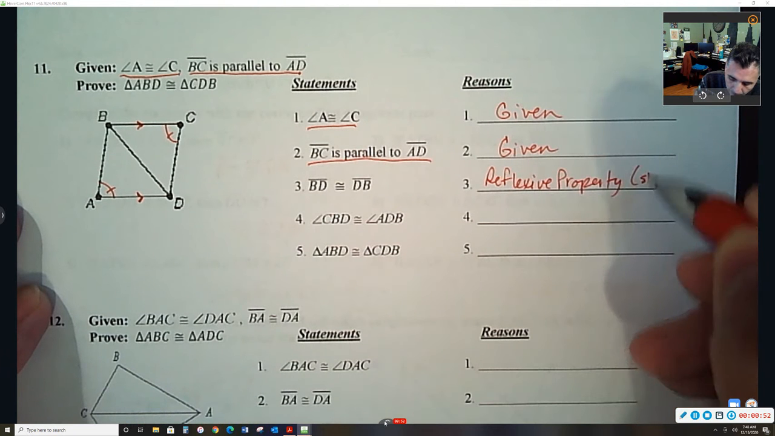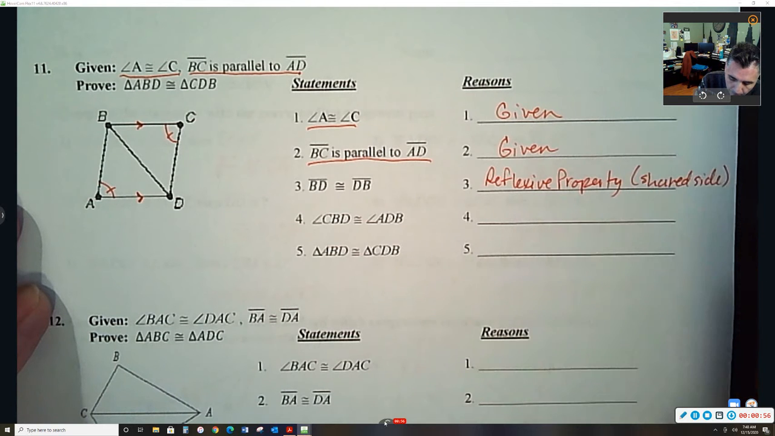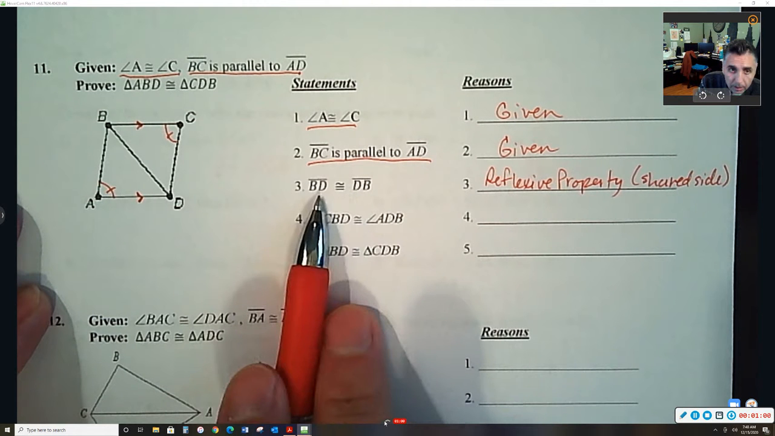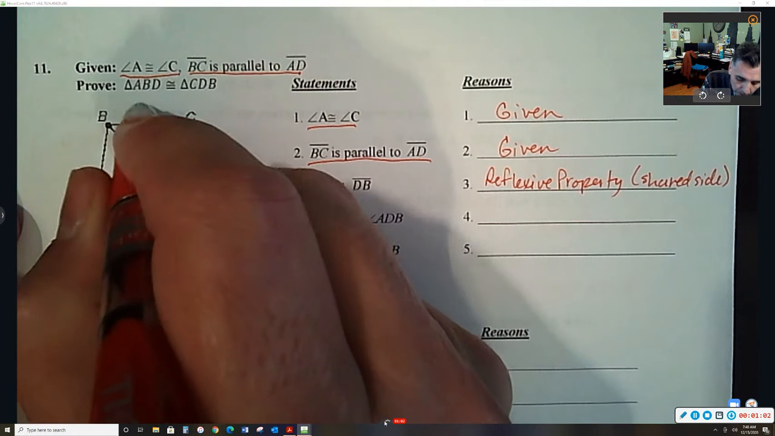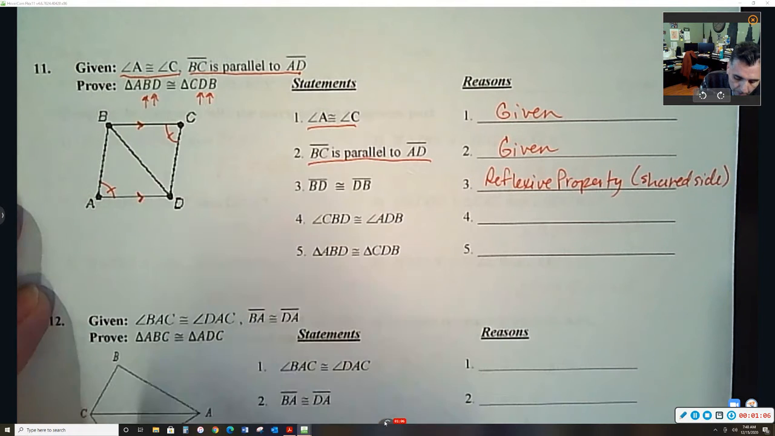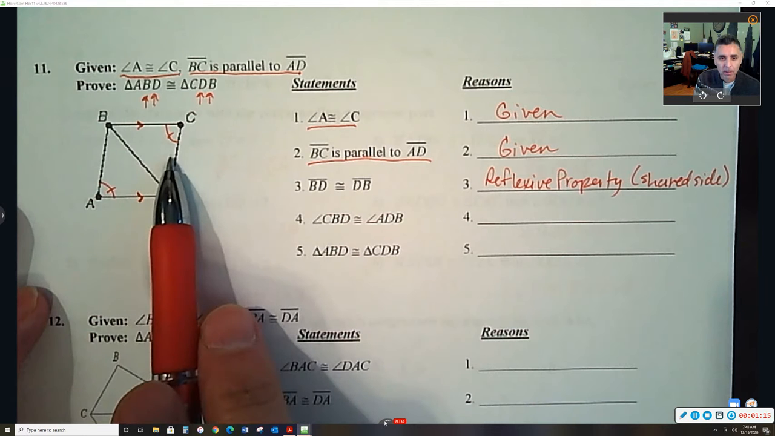Again, I like to call it the shared side, or the same side, right? And the reason why it's written backwards and not necessarily in the same direction, if you look up here at the congruent statement, they're backwards, right? BD and DB. Even though it's the same two letters, they're switched. And that's because these two triangles are actually flip-flop.